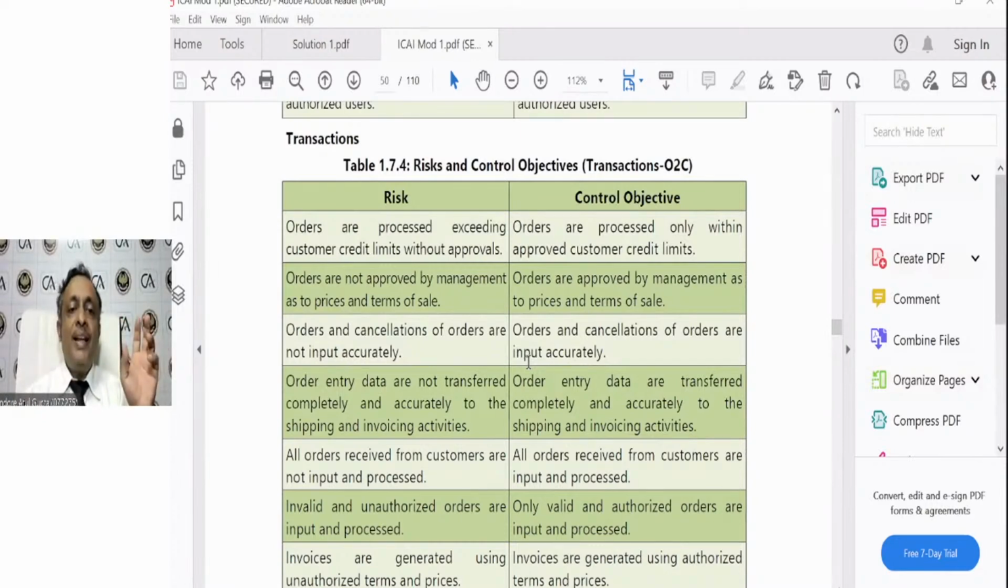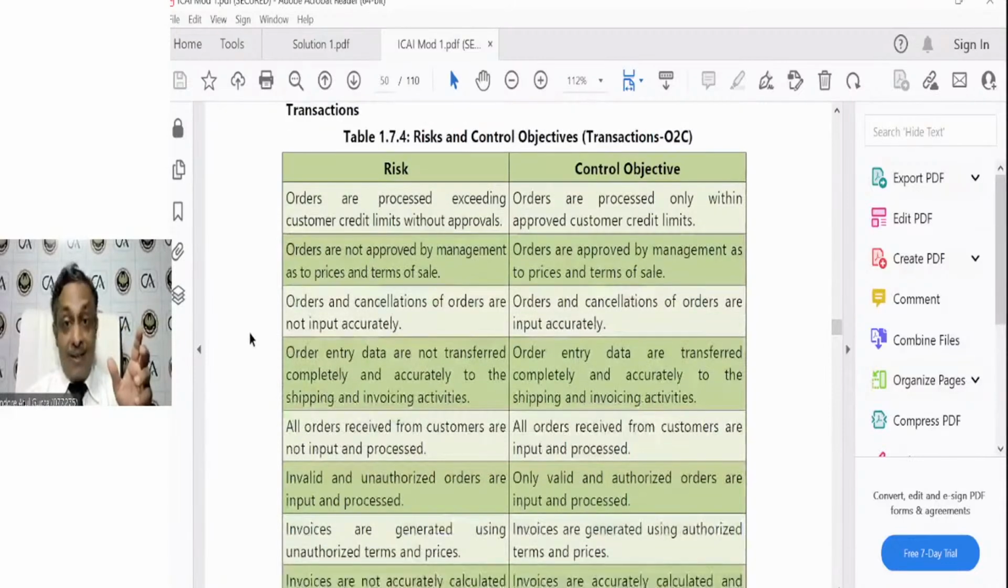Good. Then orders and cancellation of orders are not input accurately. Yes. So cancellation, customer has cancelled, like you order online. So multiple places, multiple stages you can place, cancel the order. So that order cancellation has to be processed timely. The solution is it has to be done accurately. Order entry data are not transferred completely and accurately to shipping and invoicing activity.